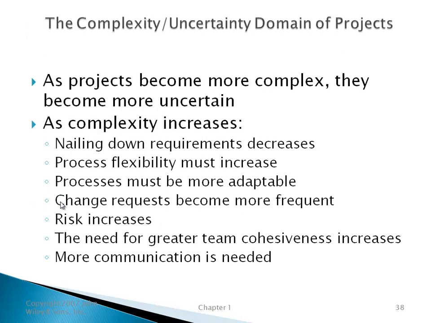As projects become more complex, they become more uncertain. As complexity increases, nailing down requirements will decrease. Process flexibility must increase, and processes must be more adaptable. Change requests become more frequent, and risk increases. The need for greater team comprehensiveness increases, and more communication is needed between the team members.